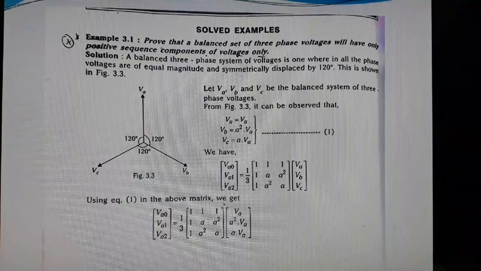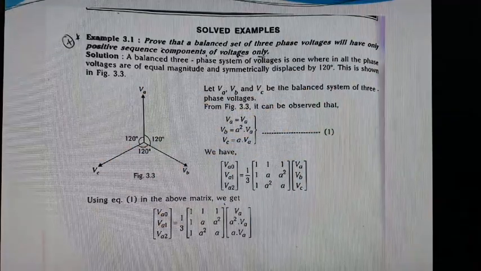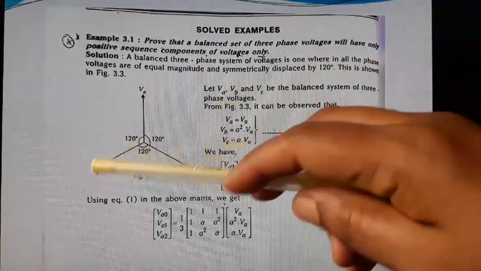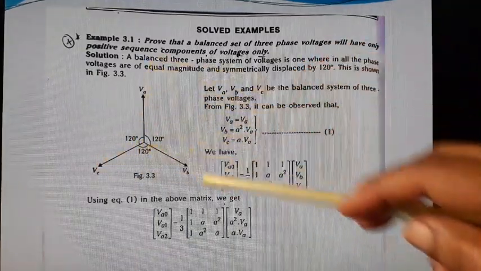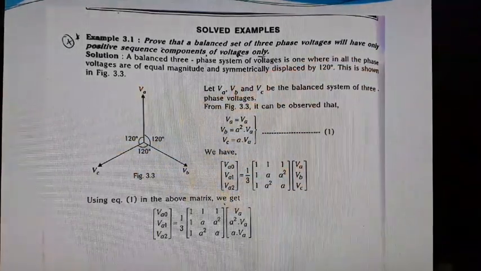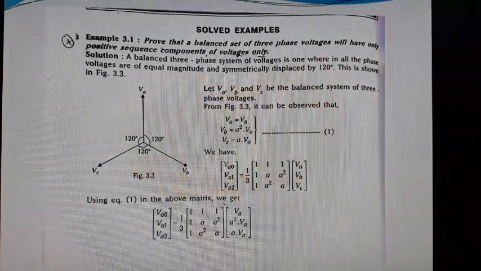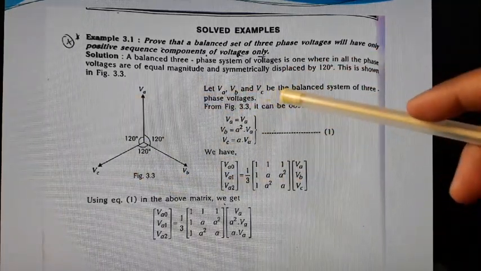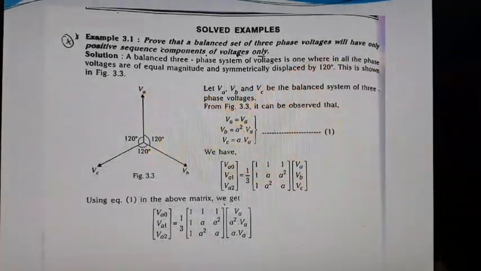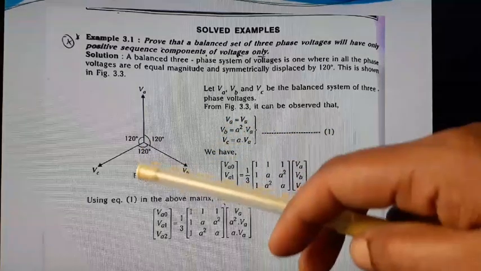If it is a balanced set of voltages, we have to consider a balanced voltage phasor, something like this. Balanced means all the phase voltages Va, Vb and Vc have the same magnitude, and all are displaced from one another by an angle of 120 degrees. So this is a balanced phasor. Now let us consider Va, Vb, Vc a balanced system of three phases. From this figure, Va is equal to Va, because we take Va as the reference. Then Vb is what?